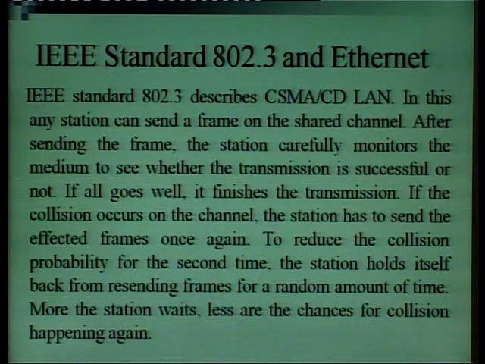So the more the station waits, the less the chance of the collision happening again. In carrier sense multiple access with collision detection, the single channel is shared by the stations, and whenever a station sends information or a frame, it monitors the media to see whether the transmission is successfully completed or not. If it is completed, then it's okay. If a collision occurs on the channel, then the station has to send the affected frame once again.